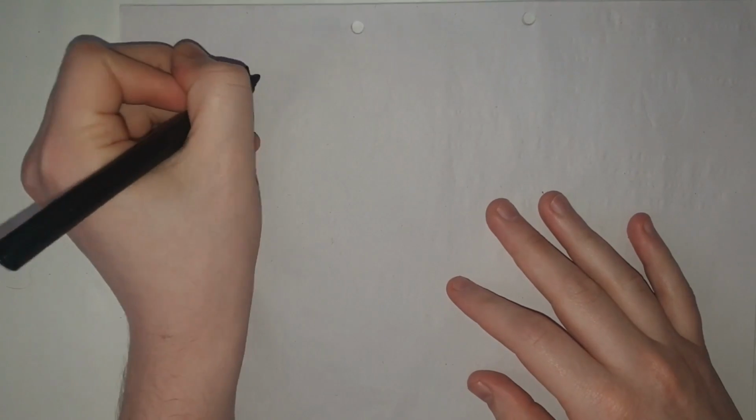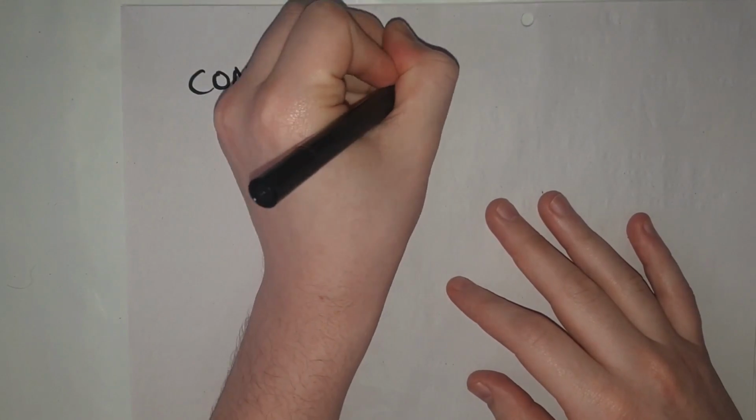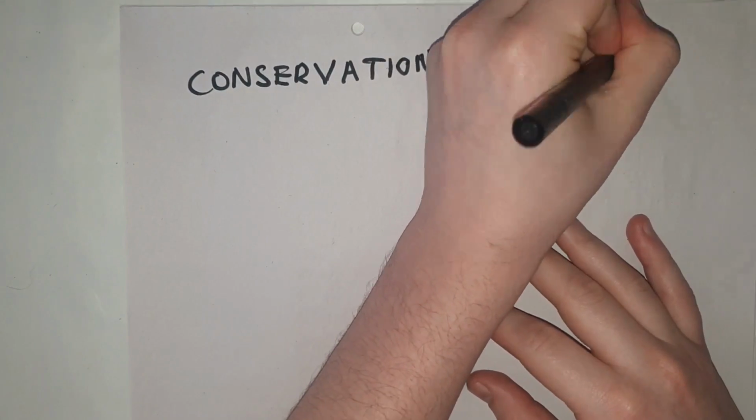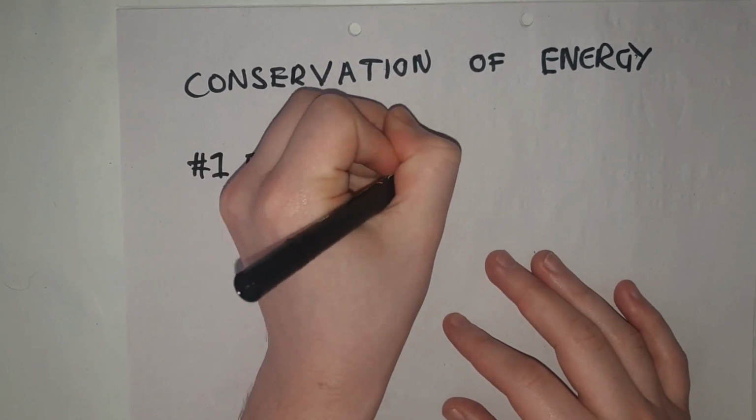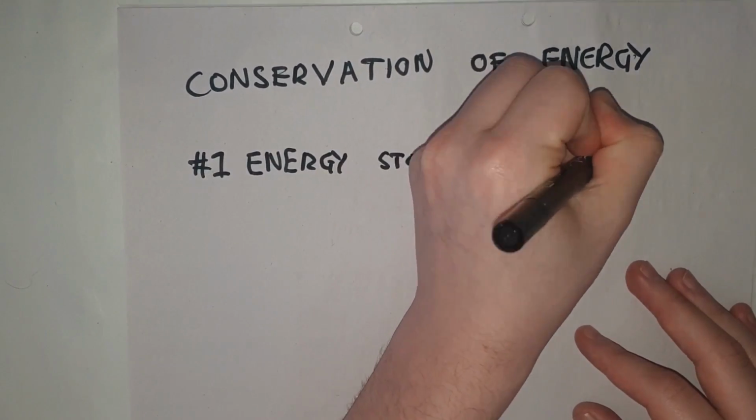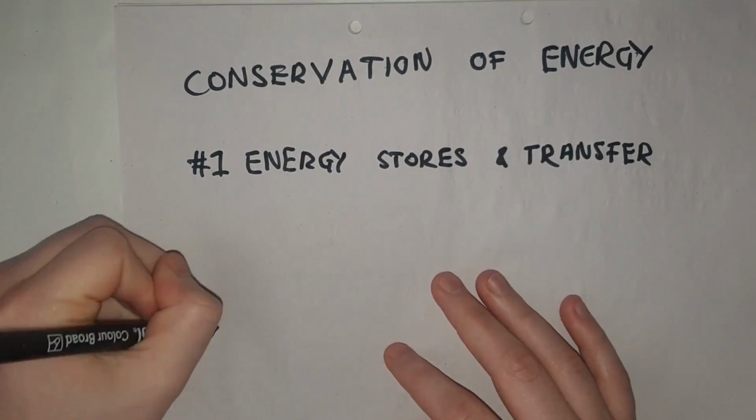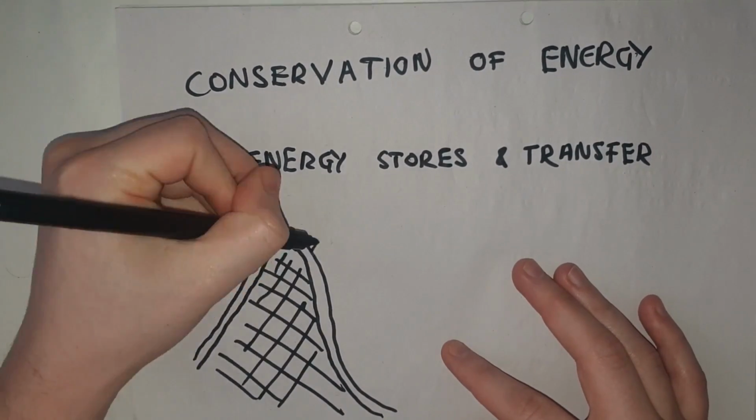Today we're going to start the conservation of energy topic. Now in this topic we will be looking at the everyday aspects of energy. This will cover the different ways energy is stored and transferred, how we reduce unwanted energy transfers, and we will learn about the different energy resources we use.